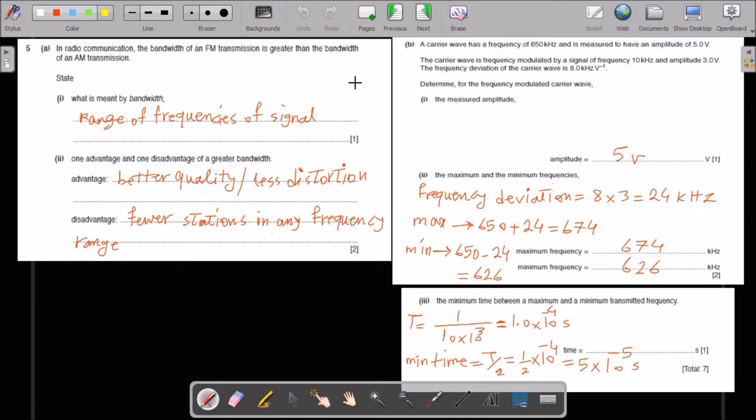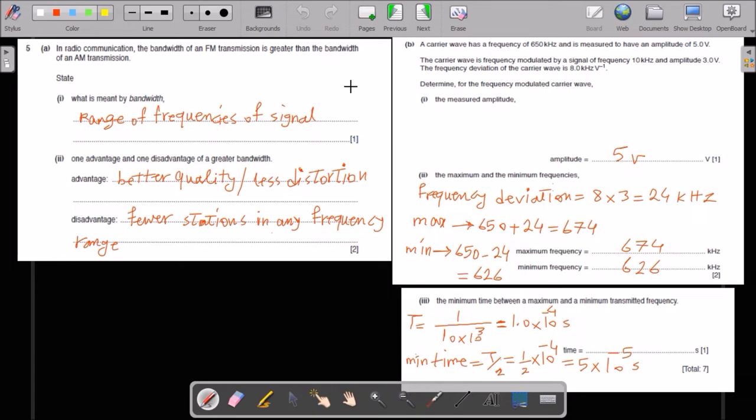One advantage and one disadvantage of the greater bandwidth. For advantage, you can write better quality or less distortion. For disadvantage, you can write fewer stations in any frequency range. So there are fewer stations. This is the disadvantage of greater bandwidth.